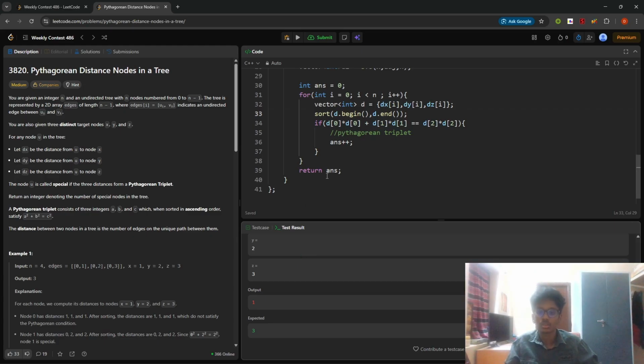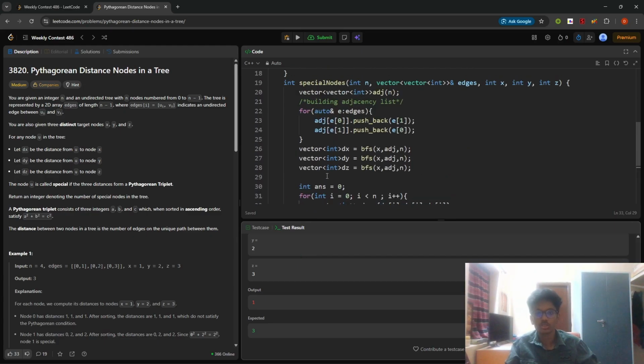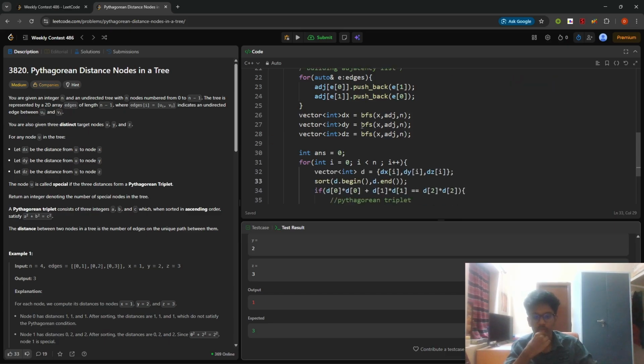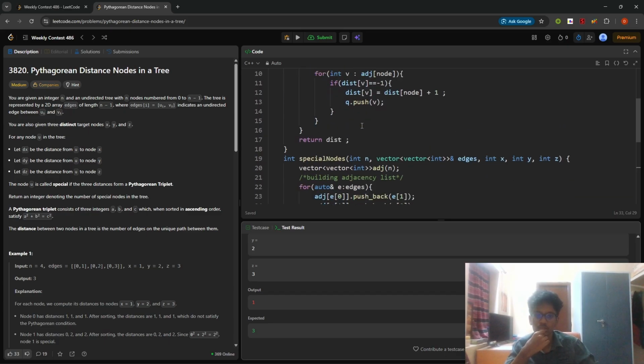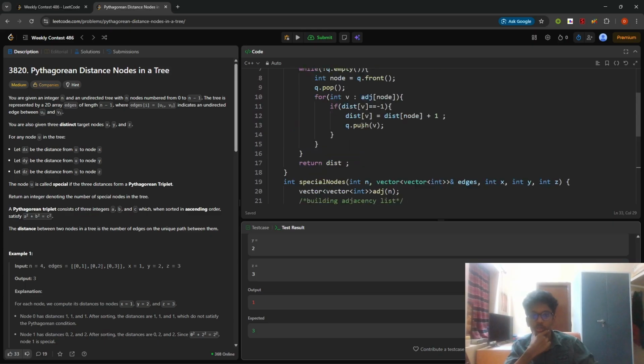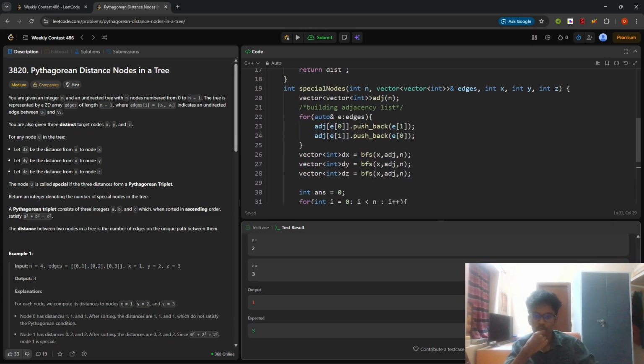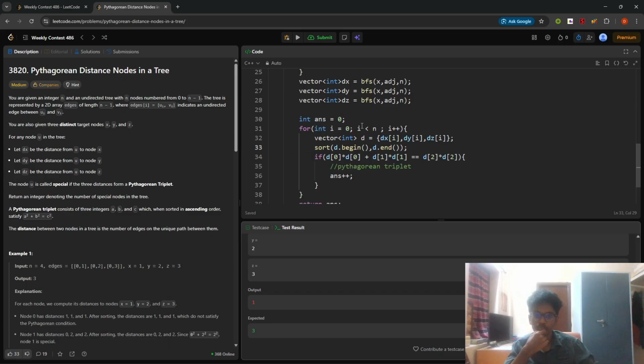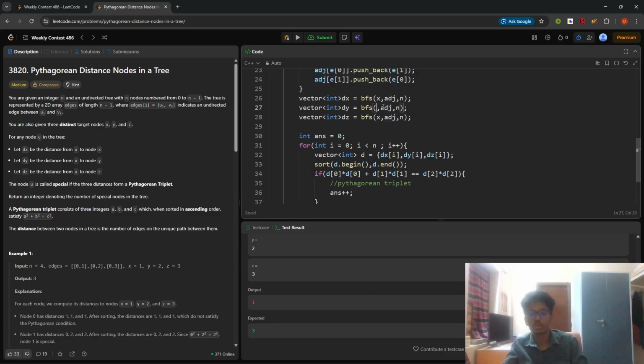And we are getting a wrong answer. Did we mess up something about the BFS? So we do have an adjacency list of size n, and we are building it in the right way, isn't it? Then we have vectors, which BFS returns us. Okay, got it. We copy pasted this line, so it's a problem.